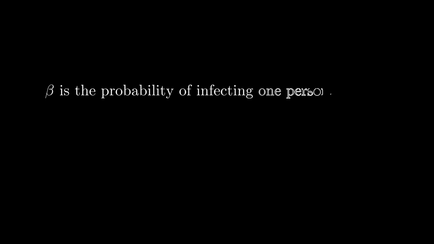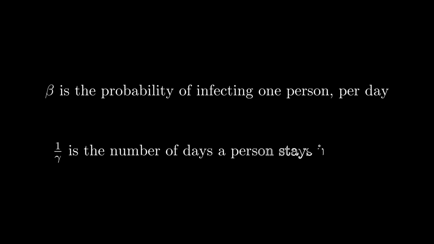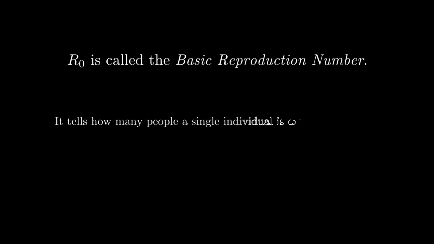In these equations, beta can be thought of as the probability of a single person infecting one other person per day, and 1 over gamma is the number of days one person stays infectious. R0 is an important metric when tracking an epidemic. Its full name is the basic reproduction number, and it tells us how many people a single person is likely to infect over the course of their illness. We can express R0 in terms of beta and gamma.